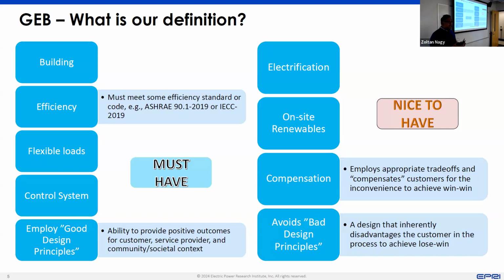What is nice to have could be things like electrification, which means that your end-use loads could be electrified. Again, this is not going to work in every single case. You may not want to electrify everywhere, depending on how well that electrification solution works. So it's not a given that these grid interactive buildings have to be electrified.